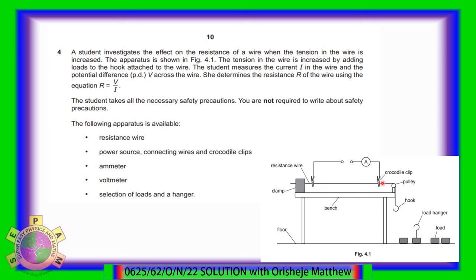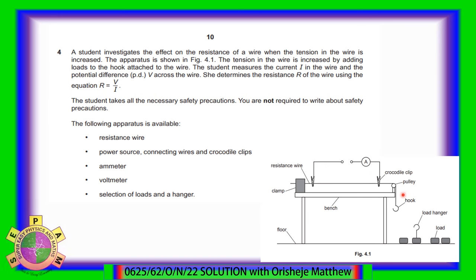So what is going to happen? If you put heavy load, what is going to happen to the wire? The wire will get longer. And when the wire gets longer, what is going to happen to resistance? Resistance will increase because the resistance of a wire is directly proportional to the length of the wire. And then another factor again is that when the wire becomes longer, the wire will become thinner. So what is going to happen? Resistance is inversely proportional to cross-sectional area. So resistance will also increase.